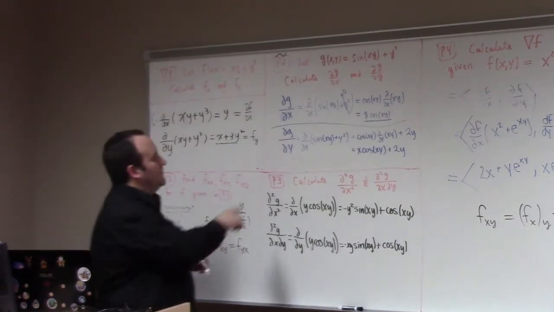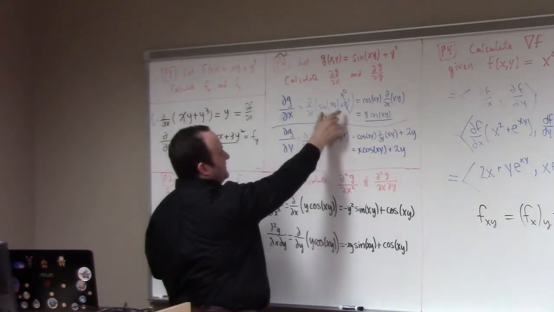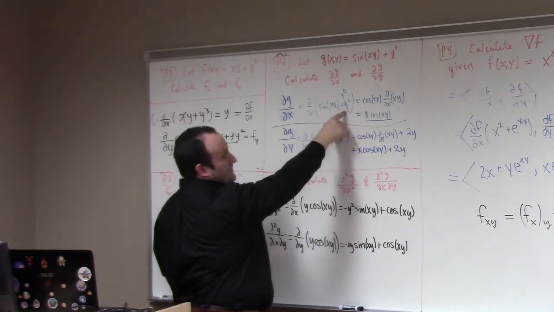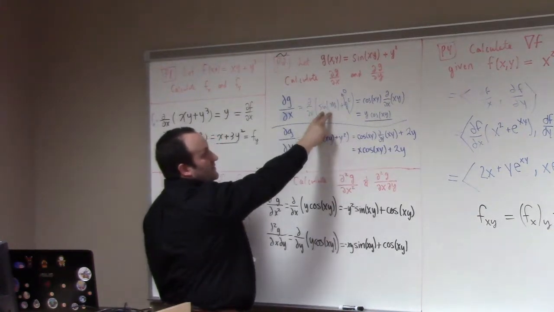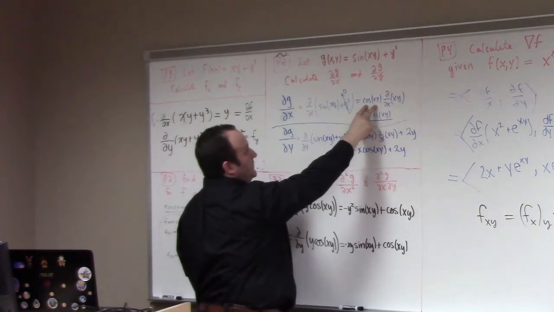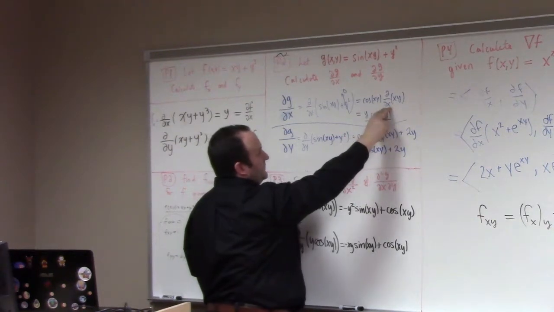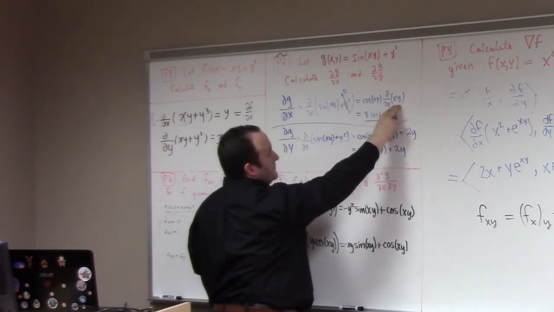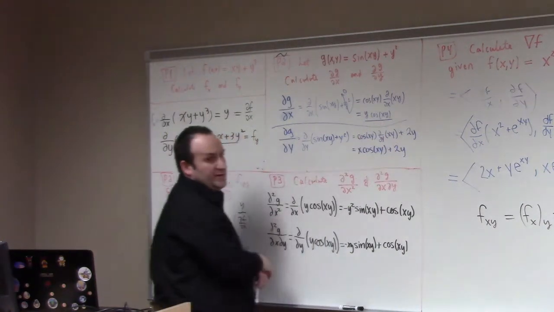So partial g, partial x is partial x of this expression. Y is constant, so that differentiates to 0. Sine differentiates to cosine, but the chain rule says I still have to multiply by the partial derivative with respect to x of the inside function, which is xy. So that gives me y cosine xy.